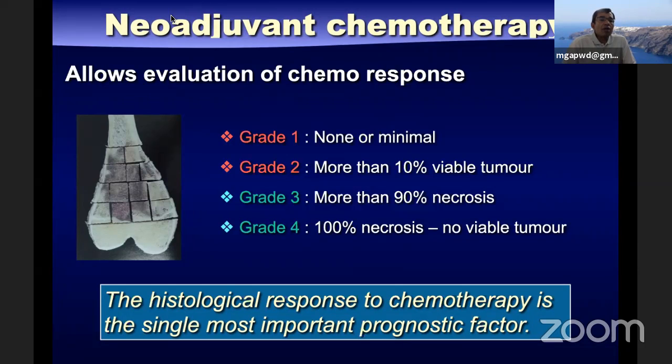On the other hand, grade 1 is where you have hardly any response to chemotherapy. Grade 2 is when you have more than 10% viable tumor. And grade 3 is when 90% of the tumor is dead and you have less than 10% of viable tumor. So grade 3 and grade 4 are considered good responders, and grade 1 and 2 are considered poor responders. The survival of grade 3 and 4 is better, but it does not mean that grade 1 and grade 2 cannot be cured. So while you may have a poor response to chemotherapy, it does not mean the patient cannot be cured. And this is very important when we counsel the patient.